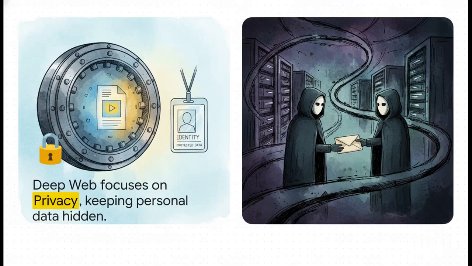Now, the absolutely crucial distinction between these two hidden layers comes down to privacy versus anonymity. When you log into a portal to check your medical records, the system knows exactly who you are, but it protects that data from everyone else. That's privacy. The dark web, on the other hand, focuses on total anonymity. Down on the darknet, the whole point is that neither the user nor the site owner knows who the other person is or even where they're located.